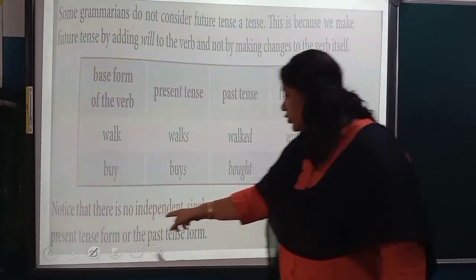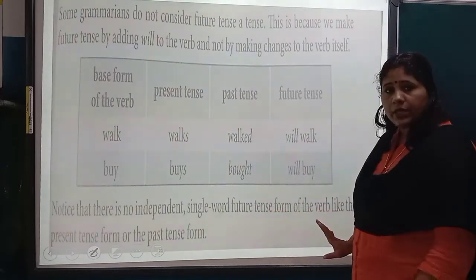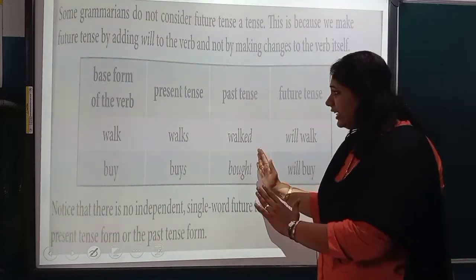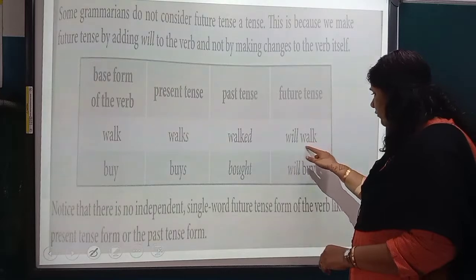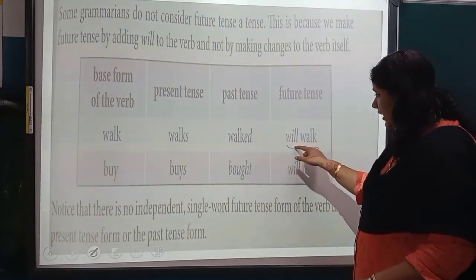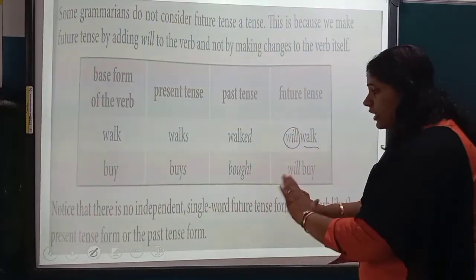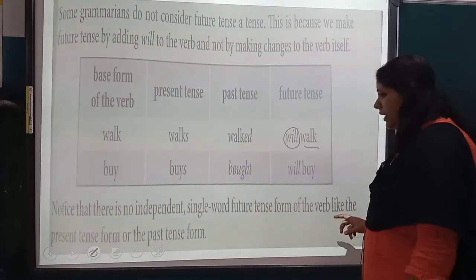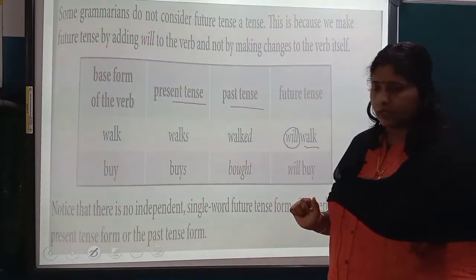Notice that there is no independent single word future tense form of the verb. Walked is independent: we are adding ed, making it past tense. But in future tense, we are not doing anything with the verb walk. We are just adding will and making it future tense. So it does not have any independent single future word form of the verb like the present tense and past tense. Okay. Now next.